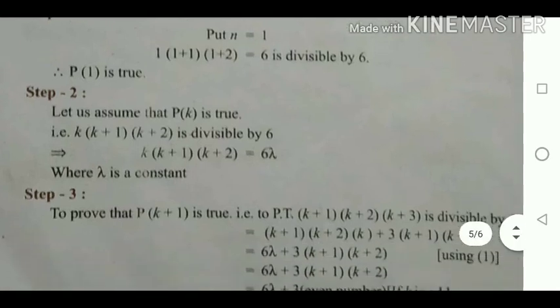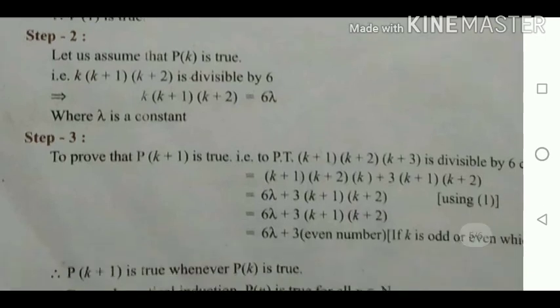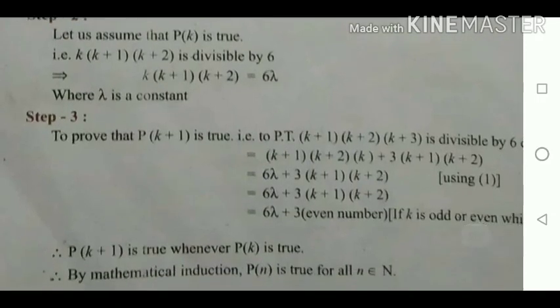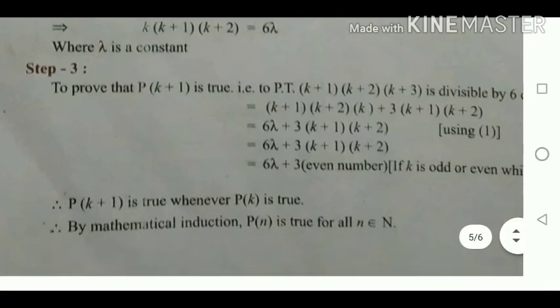Then let us assume that P of k is true. That is, k into k plus 1 into k plus 2 is divisible by 6. Then k into k plus 1 into k plus 2 equal to 6 lambda, where lambda is a constant. By using this k into k plus 1 into k plus 2 equal to 6 lambda, in step 3 we are proving P of k plus 1 is true. That is, prove that k plus 1 into k plus 2 into k plus 3 is divisible by 6.